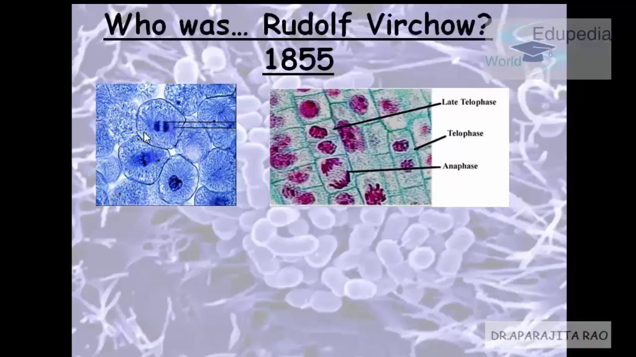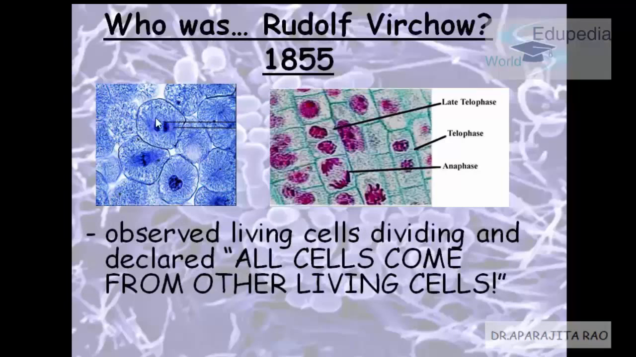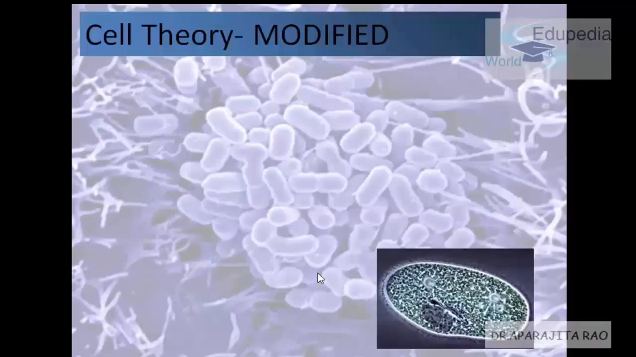He thought, why is that so? Later on, he saw that these separated, and finally, the cell also separated. So then he found out these are formed by the division of a single cell. That means all cells come from other living cells. Now the cell theory was modified in 1855.